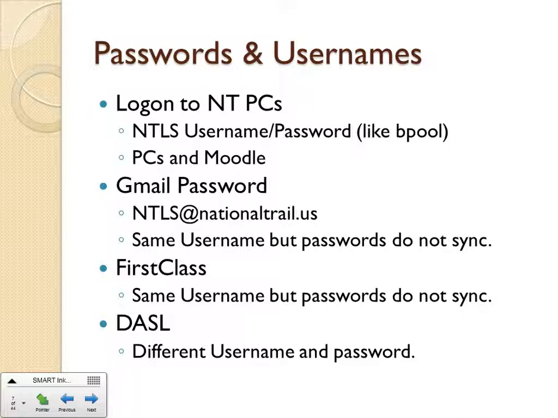Okay, so your Gmail username is your NTLS username, so mine would be bpool@nationaltrail.us. You can get to it from any Google logon. So if you Google Gmail and it asks for your username and password, your username is bpool@nationaltrail.us, and then your initial password again is Blazer, in my case BP, and it will ask you to set it, because these don't sync.